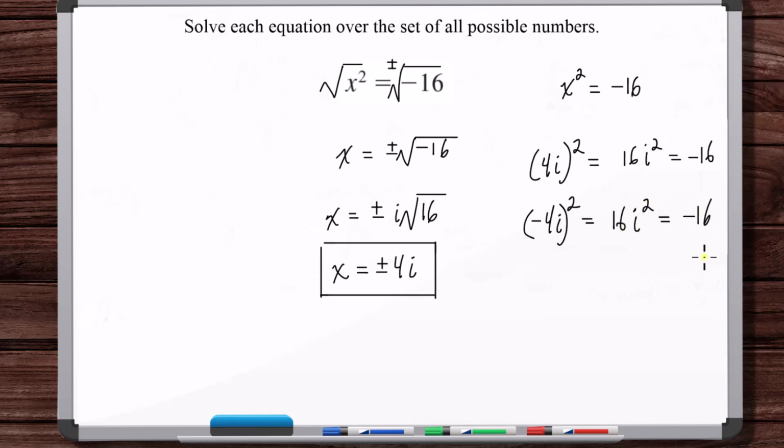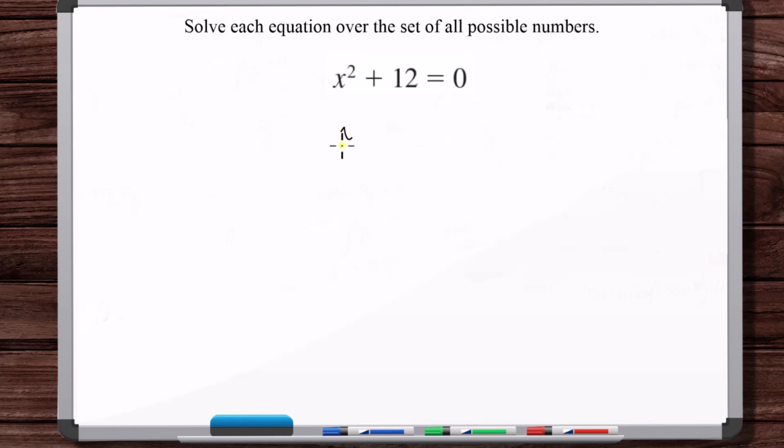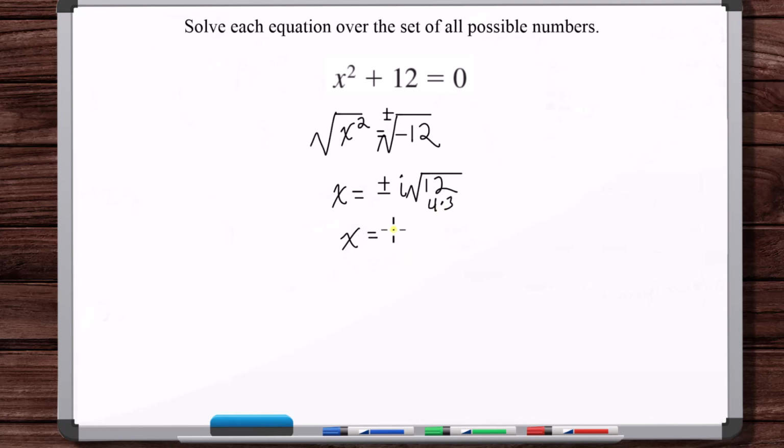There you go. Okay, for the next equation, we start by subtracting 12 from both sides. Now we take the principal square root of both sides and apply the square root property. Now take out an i, and we're left with, since 12 is 4 times 3, plus or minus 2i root 3.